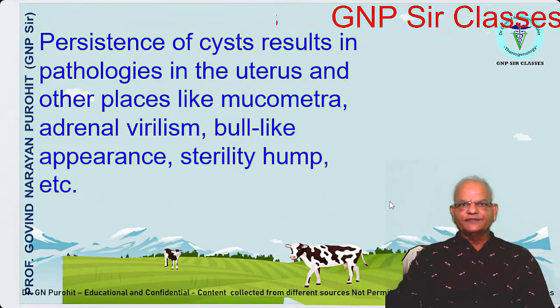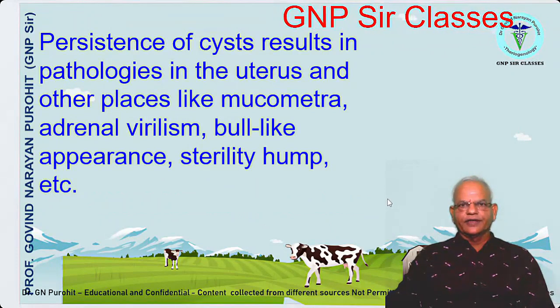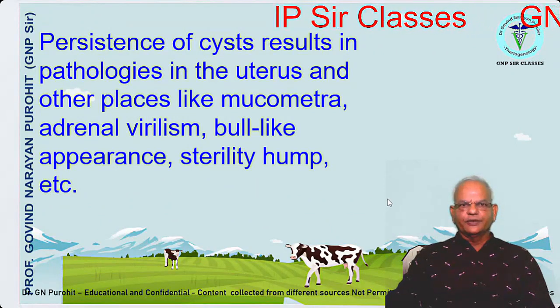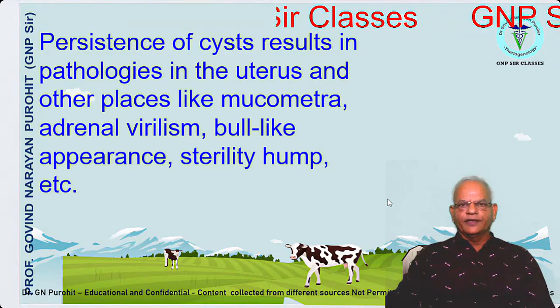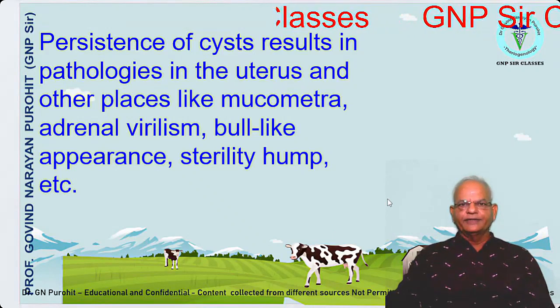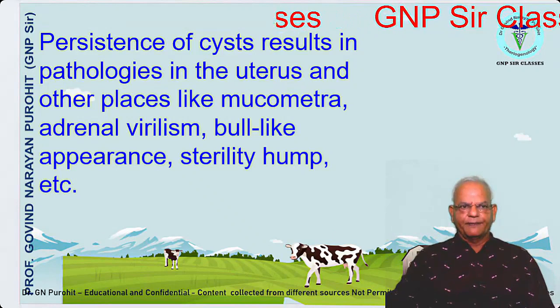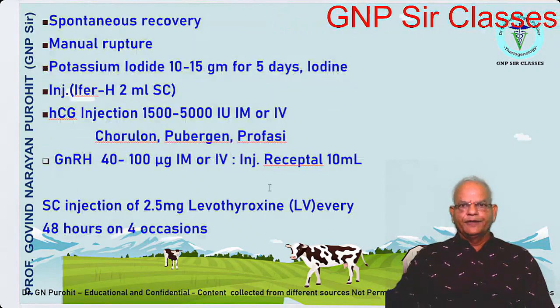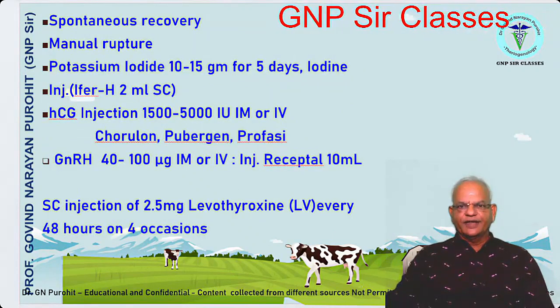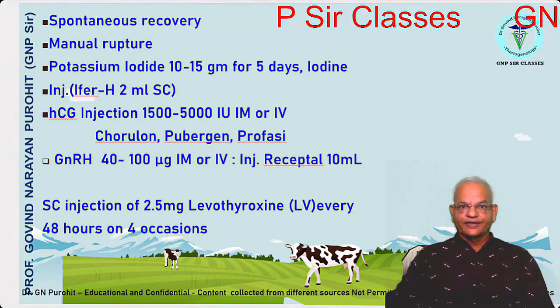Now, persistence of cysts, as I've talked, can result in pathologies in the uterus and other places like mucometra, adrenal virilism, bull-like appearance, sterility hump, etc. Now, spontaneous recovery may occur, but it is not necessary.